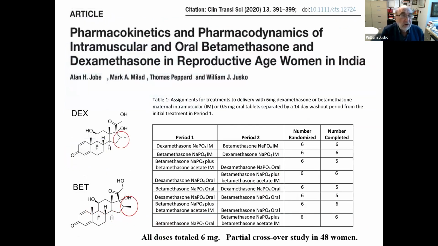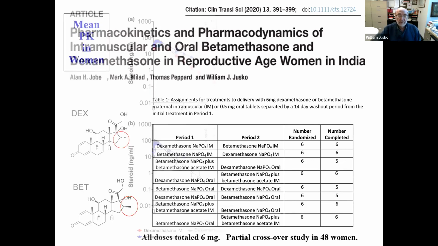A couple of years ago, Alan Joby set up an amazing study to characterize the pharmacokinetics of Dex and Beta in women, and studied different dosage forms, IM and oral, and especially betamethasone sodium phosphate plus acetate. That's the common form given to pregnant women in the US. So this was a partial crossover study in 48 women, and allowed us to characterize most definitively the pharmacokinetics of these dosage forms.